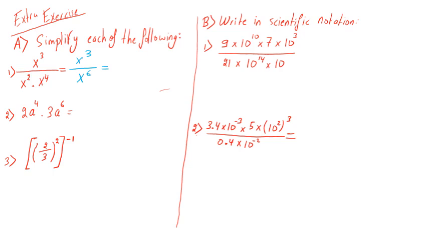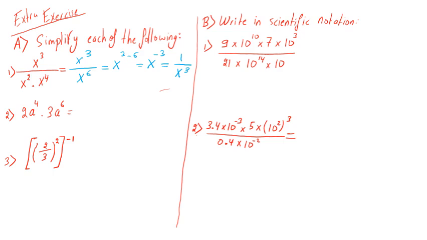Now we have division of same base. We subtract exponents. The numerator minus the denominator, x power 3 minus 6, it is equal to x power minus 3. And we can write it as 1 over x power 3 to have a positive exponent. Of course, the last step is not important.